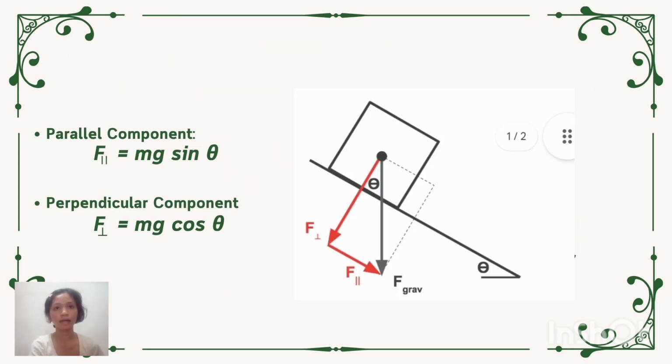Here we can see that our F gravity, or our gravity force, is vertically downwards. Then here we see the two components. The parallel component is here, downwards, because the parallel component moves along the surface, along the ramp. Then the perpendicular component is here, because here we have our theta.